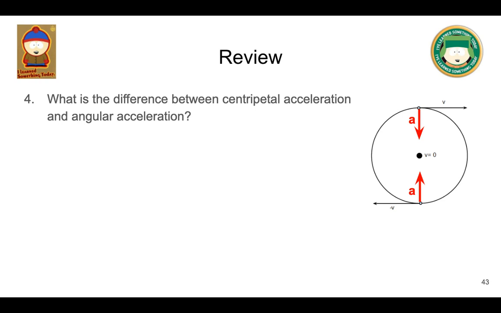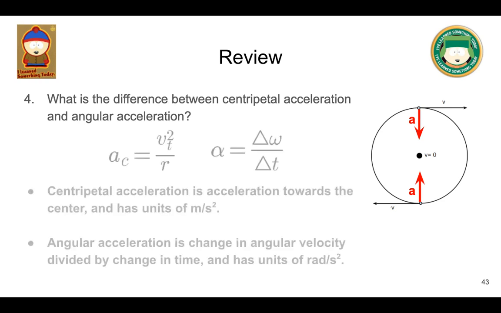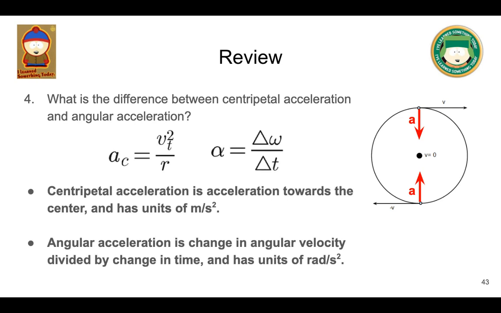So what is the difference between centripetal acceleration and angular acceleration? Centripetal acceleration is regular acceleration. It's towards the center. It has the units of regular acceleration, meters per second squared. Angular acceleration is the change in the angular velocity divided by the change in time. So it is the rate with respect to time at which the angular velocity is changing. If you know the calculus, it's not delta omega over delta t, it would actually be d omega dt. Derivatives, don't worry about that. Ask Mr. Babias about that. But anyhow, angular acceleration has units of radians per second squared. So, different kind of thing.